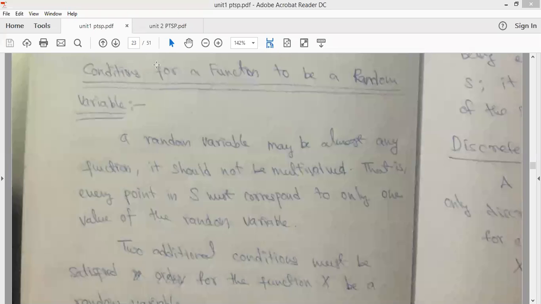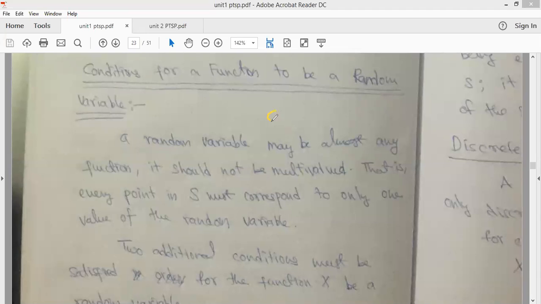So now we will discuss what the condition is for a function to be a random variable. The first condition is that the random variable should always be single valued, not multi-valued. A random variable maps every point in the S-plane to a value on the real axis, yes or no? Whenever we map every point on the S-plane to the real axis, it should be mapped to only one value. It should not be mapped to two values.